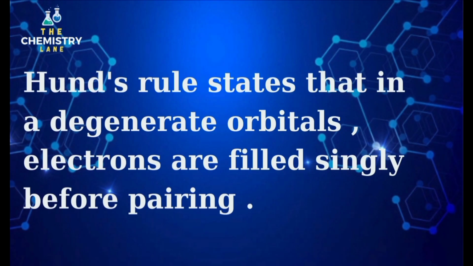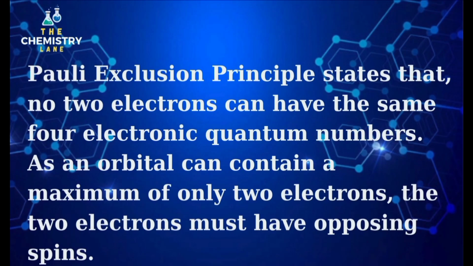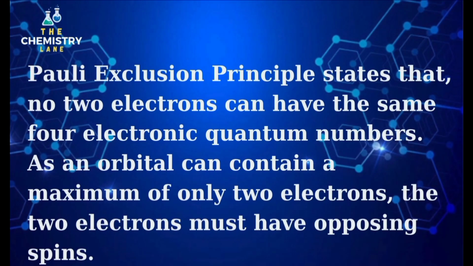So we go with Hund's rule. Hund's rule states that in a degenerate orbital, electrons are filled singly before pairing. While the Pauli exclusion principle states that no 2 electrons can have the same quantum numbers. As an orbital can contain a maximum of 2 electrons, they must have opposing spins.